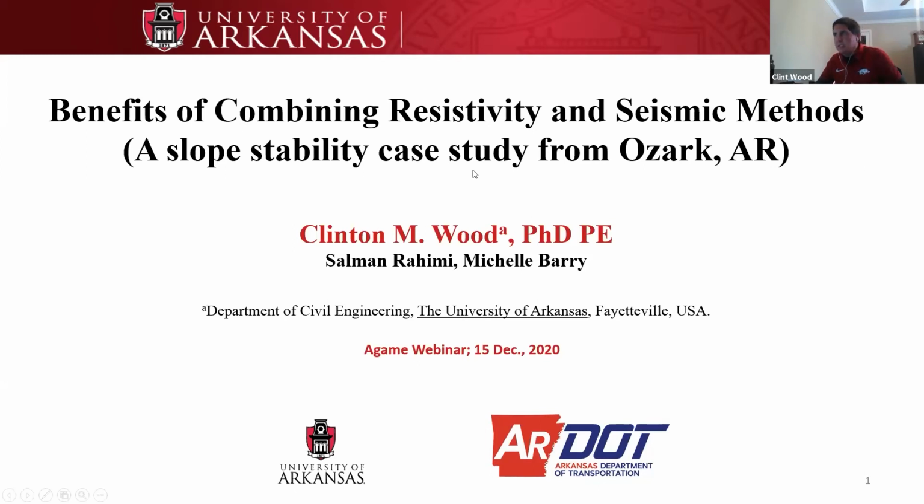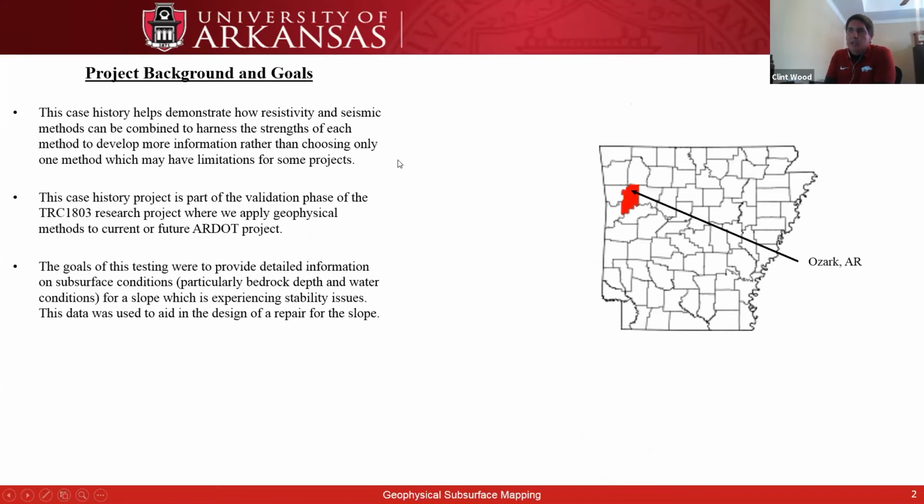So this is going to be a case study from Ozarks, Arkansas that I've worked on with the Arkansas Department of Transportation. Again, the case history helps demonstrate how these two methods, resistivity and seismic methods, can be combined to harness their strengths and get rid of some of the limitations of each one of them. The case history is a project that's part of the validation phase of a research project we're working on with ARDOT, where we validate these geophysical methods for current and future ARDOT projects.